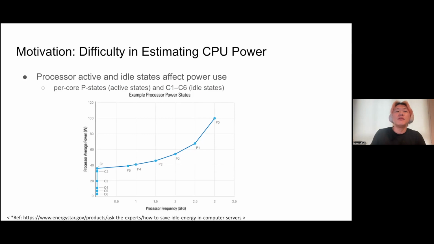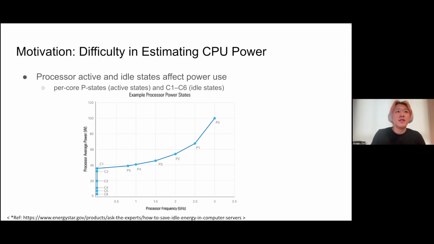I will introduce some difficulties we have encountered when it comes to power estimation. Modern CPU architectures adopt per-core P states, C states, and DVFS technology. Here, P states mean active states where the cores are actually doing tasks, and C states mean idle states where they are not doing any computation.